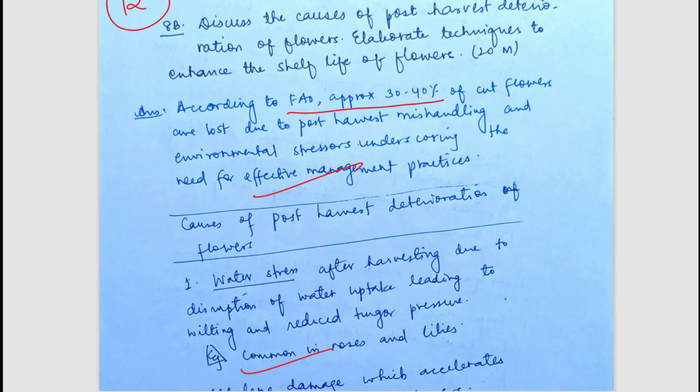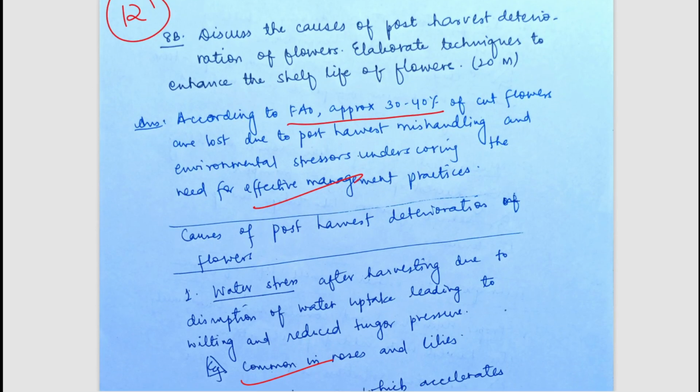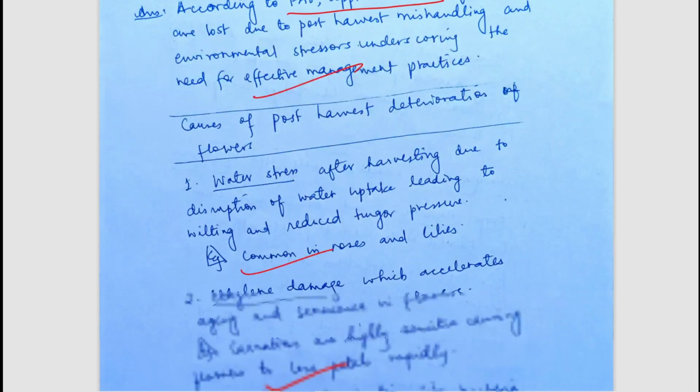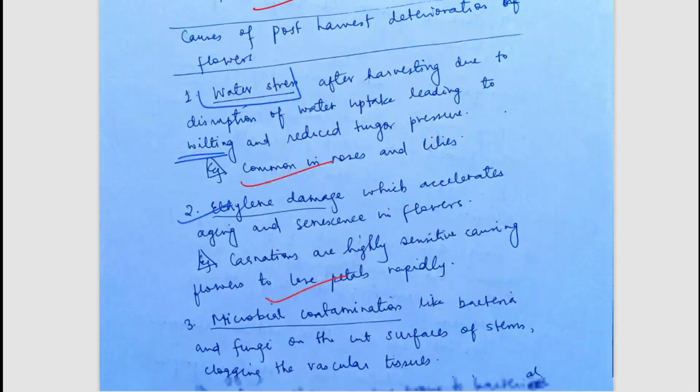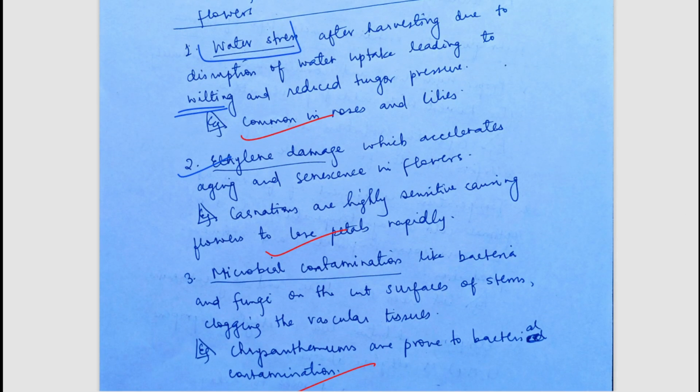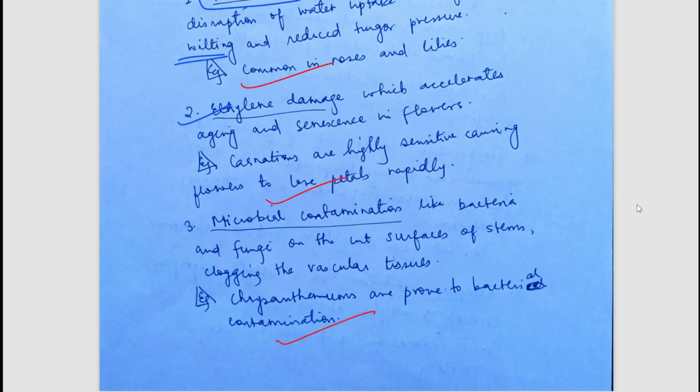The next question is, discuss the causes of post-harvest deterioration of flowers. Elaborate techniques to enhance shelf life of flowers. So obviously, why is there post-harvest deterioration in flowers? Obviously, because of water stress. Many times when the water is not present in abundant quantity, you will see wilting in flowers. It could be chilling damage. Obviously, due to chilling, the flowers get into bad condition at early stages. Okay, they will not be able to survive for longer periods after they are cut down.